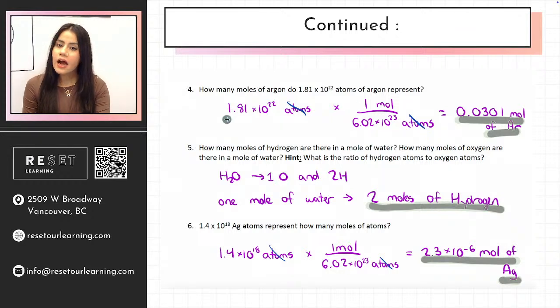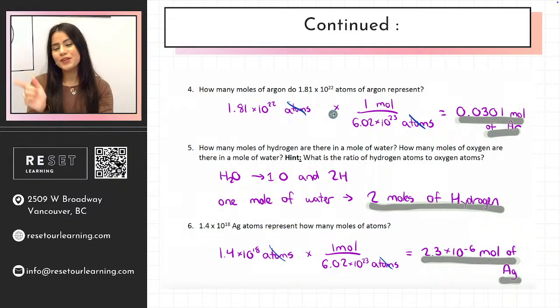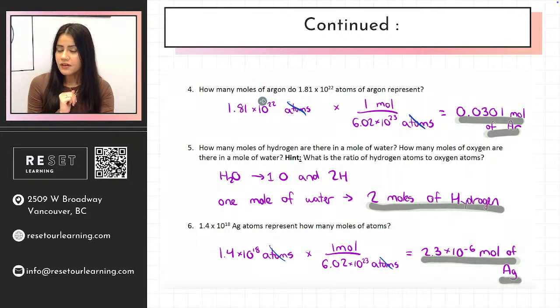So now let's switch things up. Last time we were being asked how to calculate atoms from moles. Let's go from atoms to moles this time, and we did moles to atoms last time. So now we're given atoms, which is 1.81 times 10 to the 22. So again, that's my given.